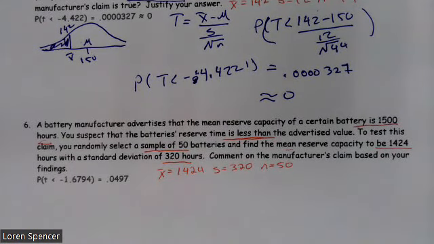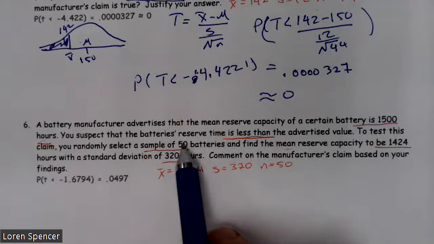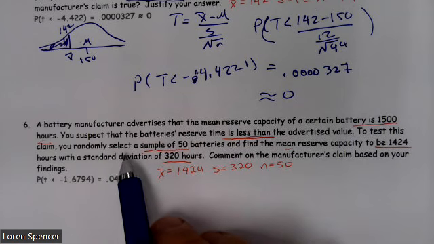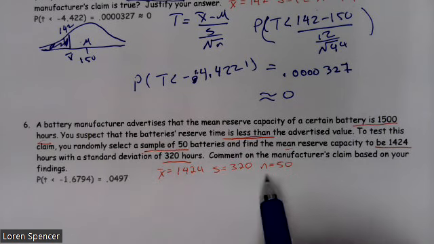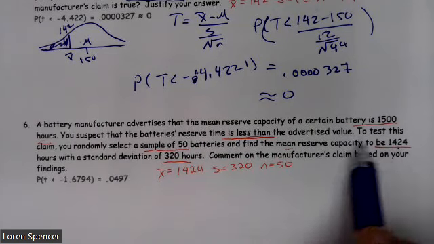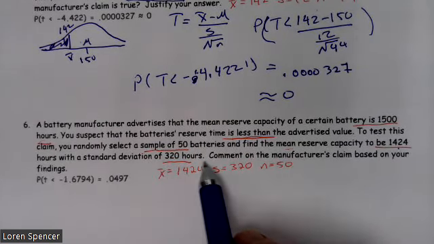A battery manufacturer advertises that the mean reserve capacity of a certain battery is 1,500 hours. All right, so there's my claim. You suspect the battery is less than that, so we need a less than. To test this claim, you randomly select 50 batteries, so we have a sample size of 50, and find the mean to be 1424 with a standard deviation of 320. Comment on the manufacturer's claim.